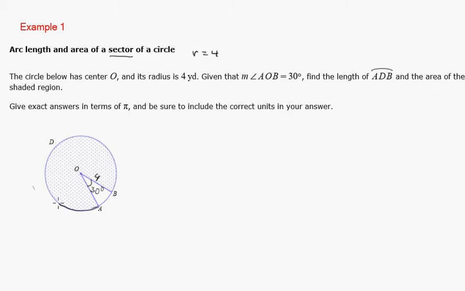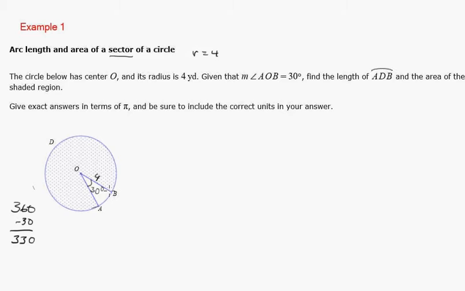ADB, so all the length, this whole arc all the way around. And then it says find the area of the shaded region as well. Here's how I would look at this. I know that there's 360 degrees in a circle, but we don't want this part right here, this 30. So I'm going to subtract off that 30, and that's going to leave me with 330 degrees from A to D all the way back to B.